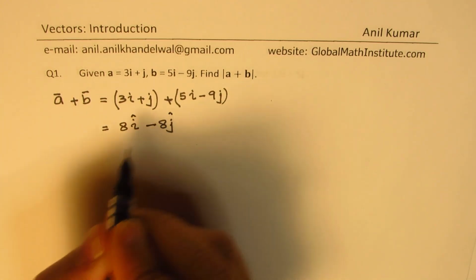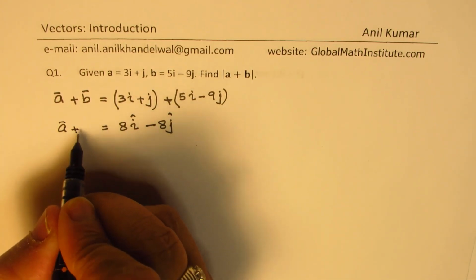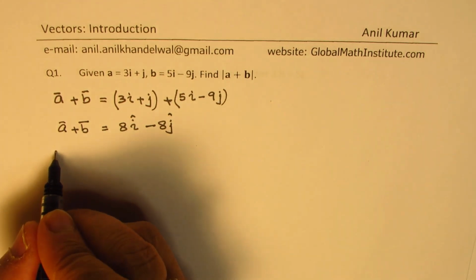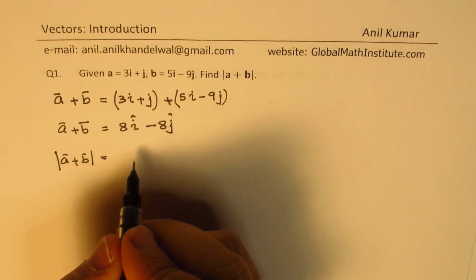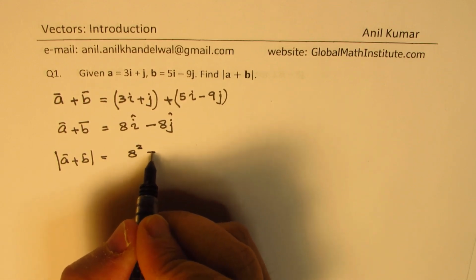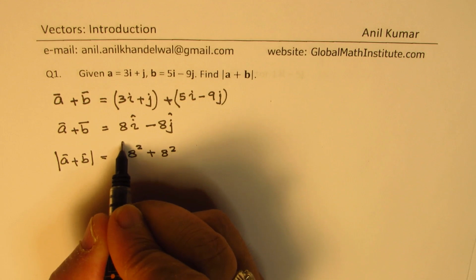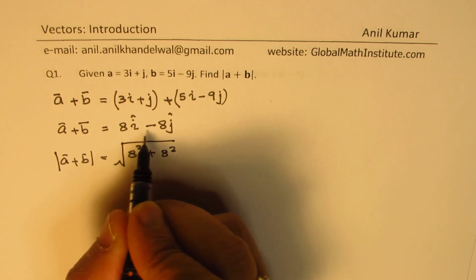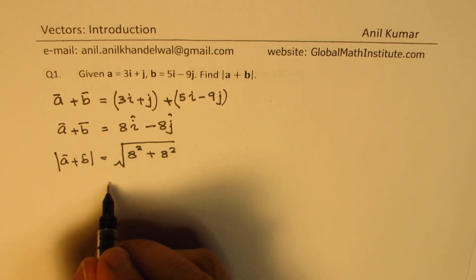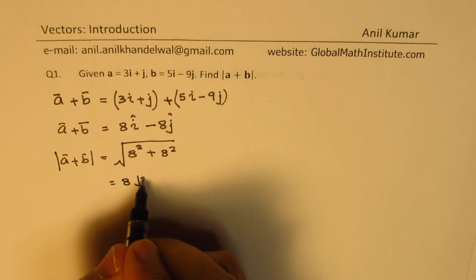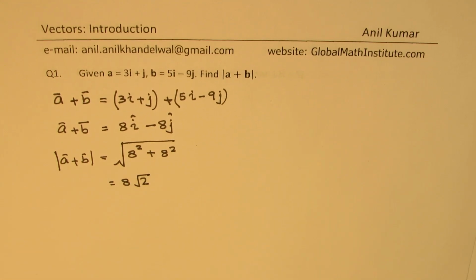So these are your unit vectors, and so we get the vector. The magnitude of this vector, the sum of A and B, is equal to the square root of 8 squared plus 8 squared, which is the squares of the coefficients, using the Pythagorean theorem, right? Does it make sense? So definitely this is equal to 8 square root 2. So that becomes the magnitude of these two vectors.